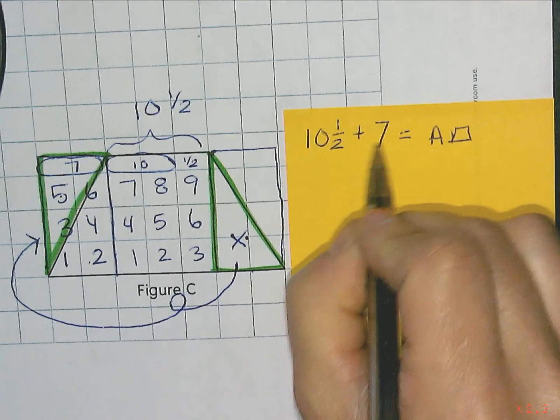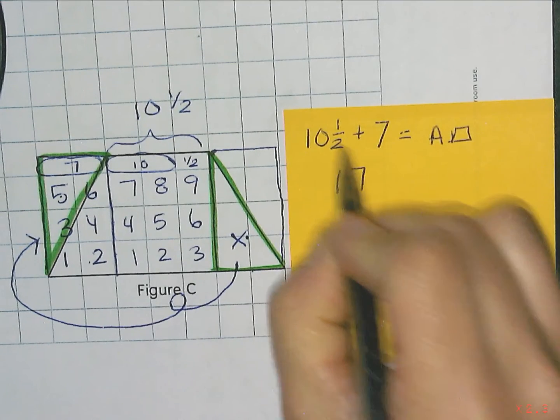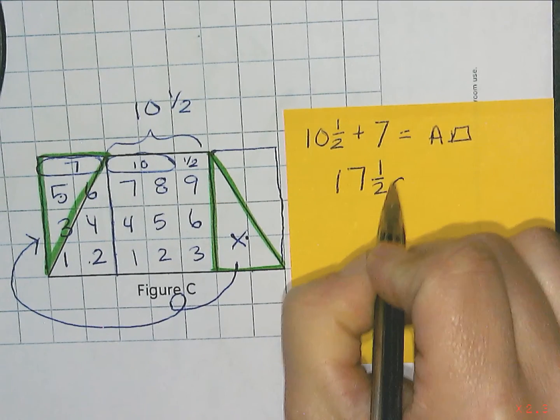So 10 plus 7 is 17, plus that half, centimeters squared.